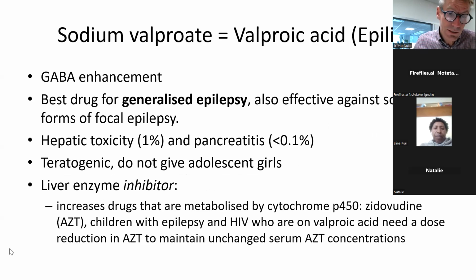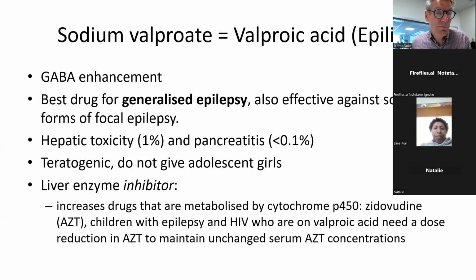And now, lastly, I'll just briefly talk about sodium valproate. Now, that's a bit like phenobarbital, a GABA enhancer. So it causes stimulation of the inhibitory neurotransmitters. It's a very good drug for generalized seizures. It's also effective against some forms of focal epilepsy. So if I've got a child who's got both focal and generalized seizures, I tend to put them on sodium valproate. I think it's probably the best drug.